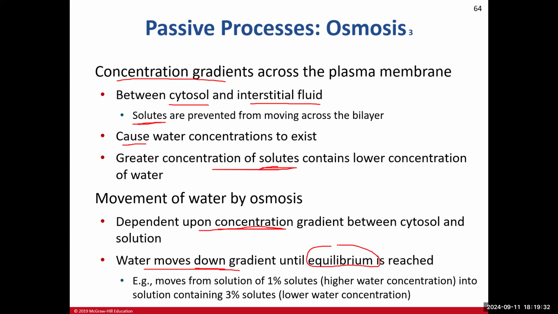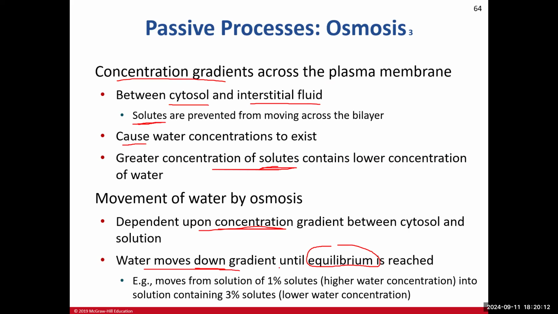The example here that we talk about: water is going to move from a solution of 1% solutes into a solution containing 3% solutes. If you notice this example, water moves down its concentration gradient, and you can see here water moves from a solution of 1% solutes to an area of 3% solutes. So you see it's going to go from an area of low solute concentration to an area of higher solute concentration. That's very interesting. Keep that in mind. I'm going to touch on that more in a few moments.